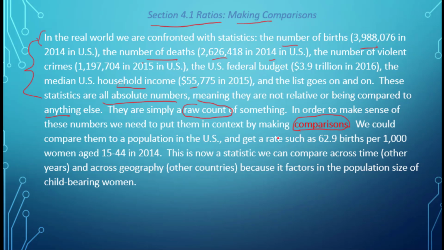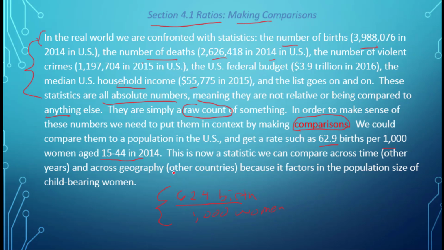We could compare them to the total population of the United States. For example, we can get a rate of 62.9 births per 1,000 women aged 15 to 44. Now that is a ratio. 62.4 births for every 1,000 women of childbearing years. That is a ratio.